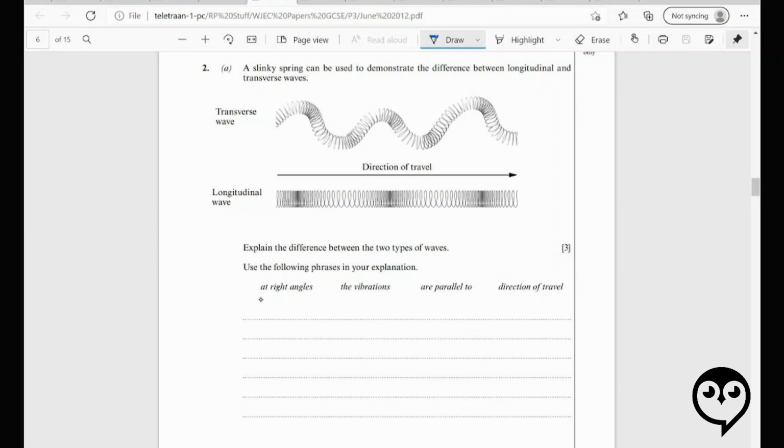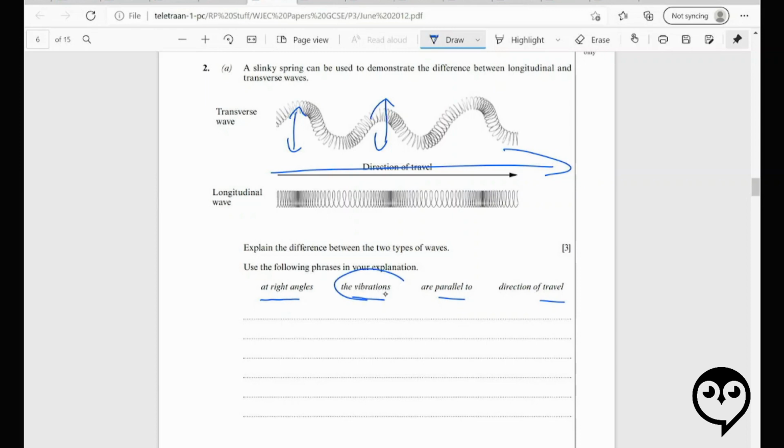And use these phrases. I mean, they're telling you what to do for 3 marks. It's pretty straightforward. So we can say that the particles in a transverse wave vibrate up and down while the direction of the wave is to the right. So for transverse waves, the particles are vibrating at right angles to the direction of travel. And for longitudinal waves, we know that the compressions and rarefactions are parallel to the direction of travel, something like that.